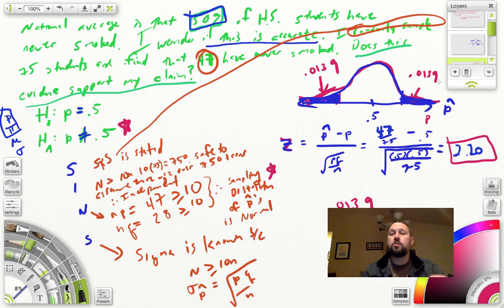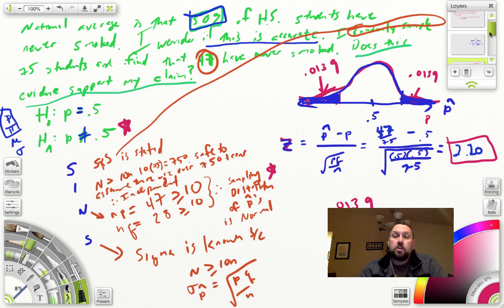But when I started out doing this question, I didn't say I think it's more. I didn't think I said I think it's less. I just said I think it's not accurate, that it's different. So when I'm doing my final analysis, I need to take into account both ends, because even though 47 out of 75 is larger, I didn't know that it would be larger. I just thought that it would be different than 0.5.